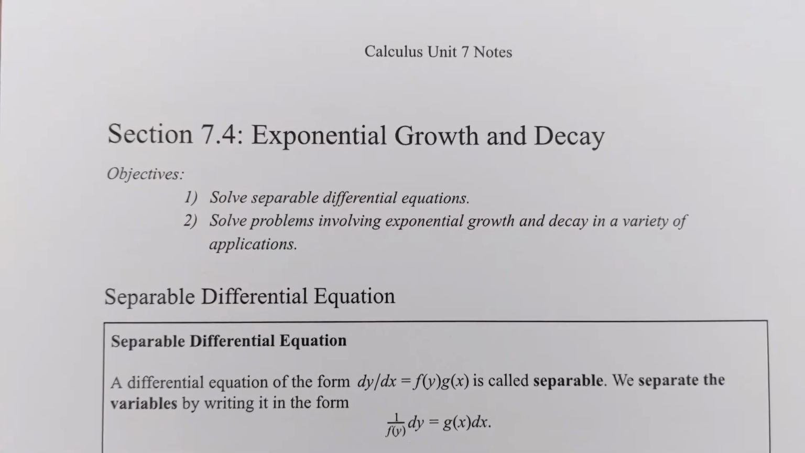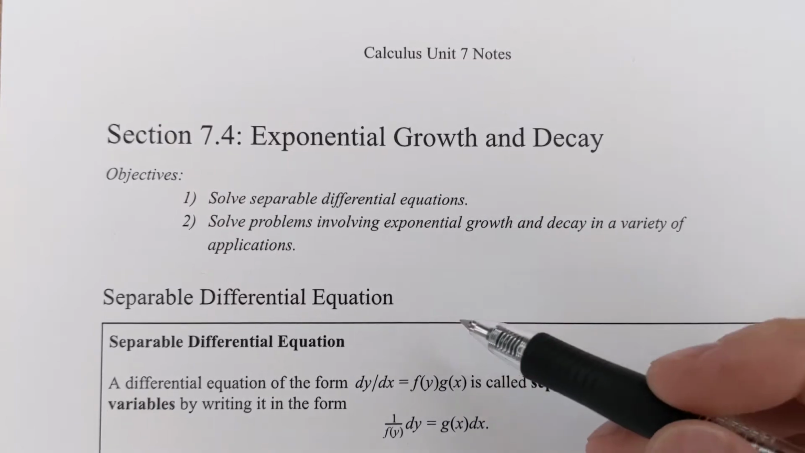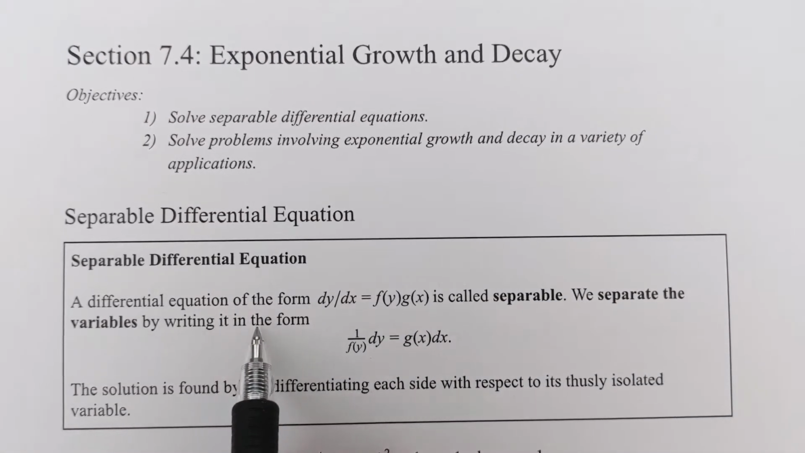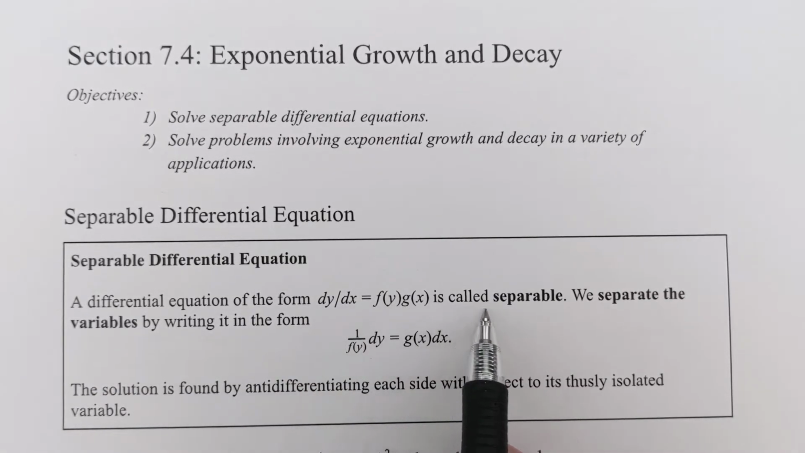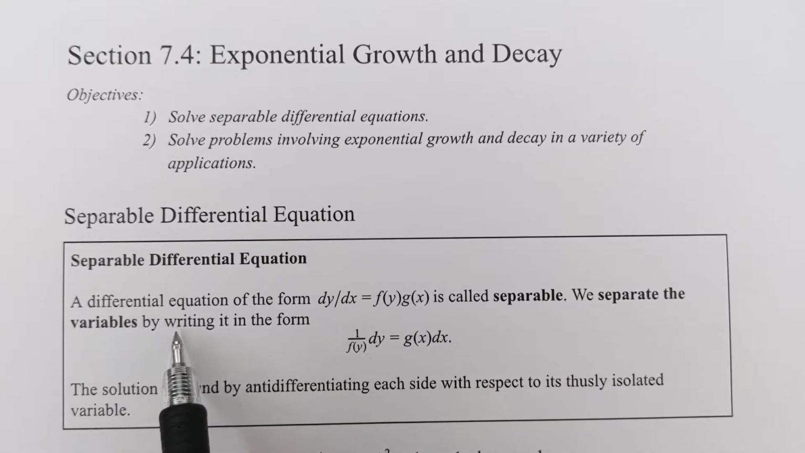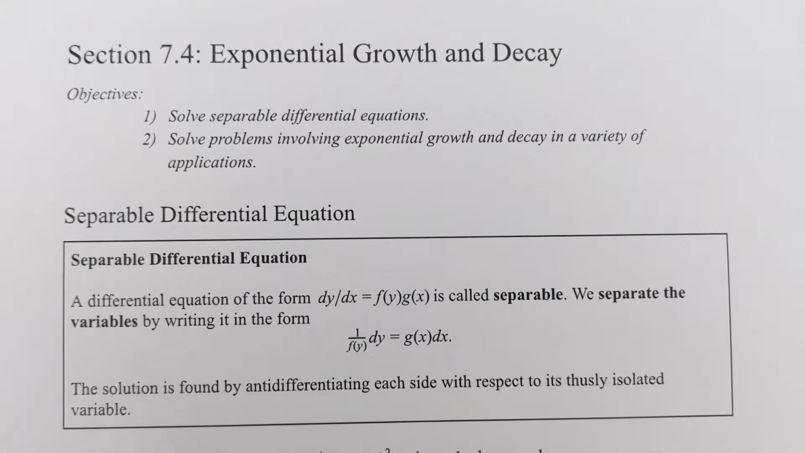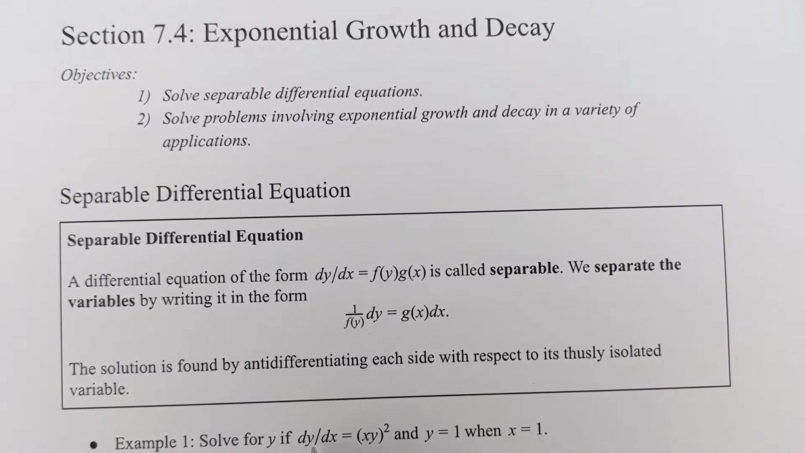Here are the notes for section 7.4, exponential growth and decay. So we're going to start with separable differential equations. A differential equation of the form dy/dx, or y prime, equals f of y times g of x is called separable. We separate the variables, writing it in the form 1 over f of y dy equals g of x dx. So essentially you're getting all your x terms to one side and all your y terms to the other. So solve for y if dy/dx.